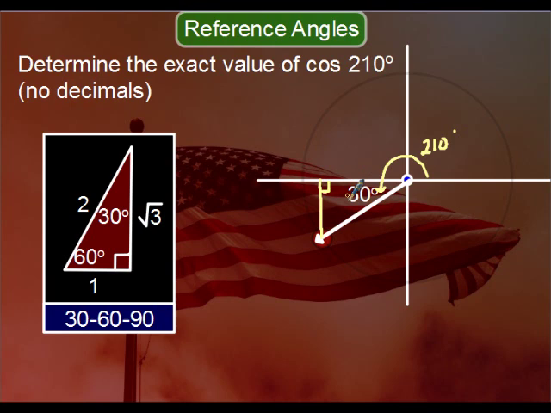Opposite the 30 degrees is over here. That means that this side here is going to be 1. The hypotenuse over here is 2. That leaves this adjacent side at root 3.